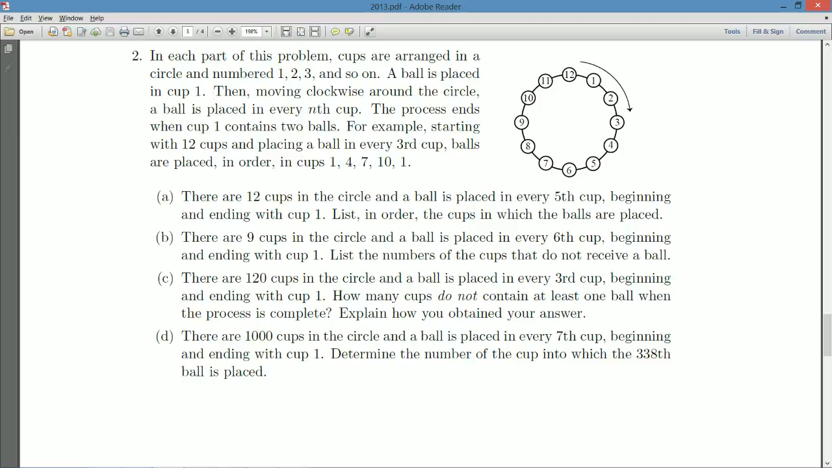Drop a ball in, 1, 2, 3, drop a ball in, 1, 2, 3, drop a ball in, and 1, 2, 3, we get back to 1 and the process stops. Alright. There are 12 cups in the circle, that's part A. There are 12 cups in the circle and a ball is placed in every 5th cup, beginning and ending with cup 1. List in order the cups in which the balls are placed.